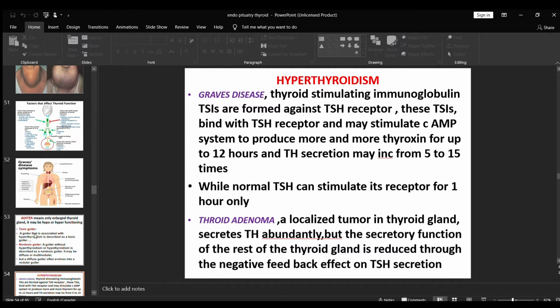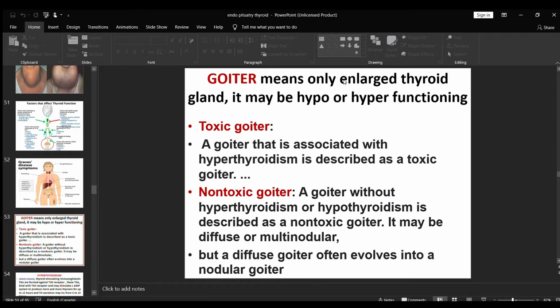Now, one of the very important things is the goiter. Goiter means just an enlarged thyroid gland. It may be hypo or hyper functioning. Another terminology used is toxic goiter. If a goiter is associated with hyperthyroidism, that means the enlarged thyroid gland is also producing more thyroxine, this is known as a toxic goiter.